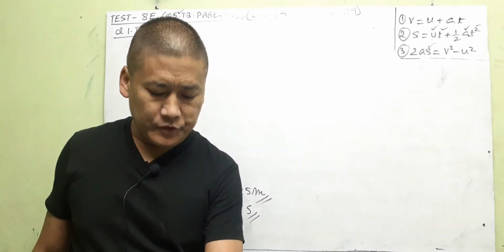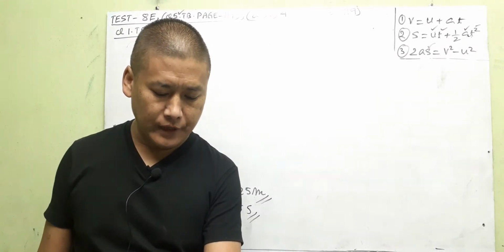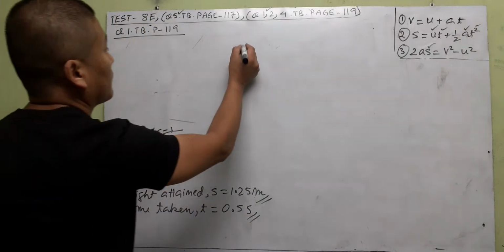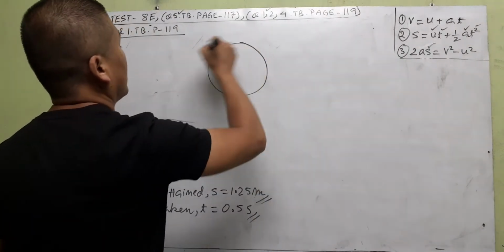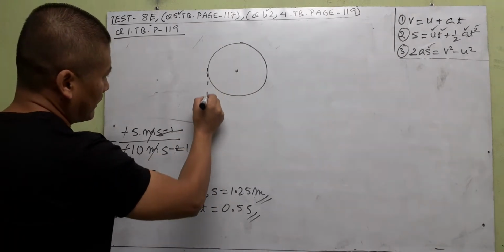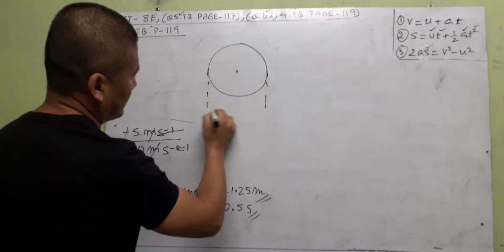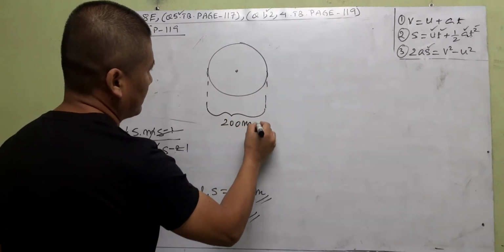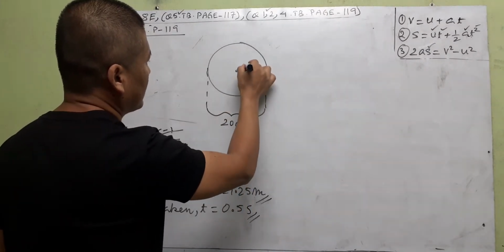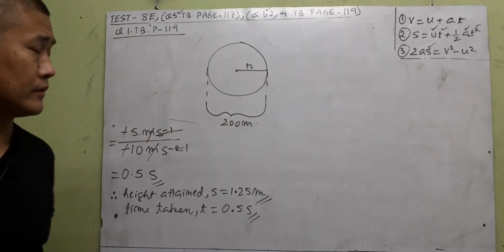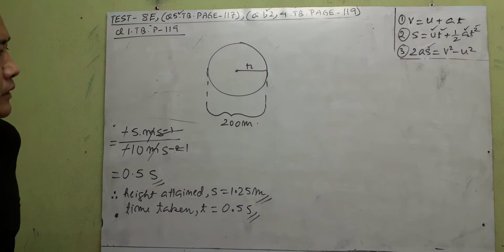An athlete completes one round of a circular track of diameter 200 meter in 40 seconds. So there is a circular track on which a person, an athlete, meaning a sports person, is running. The diameter of this circular track is 200 meter. The radius we don't know yet, r there, the line joining the center to the circumference. So this is the situation.